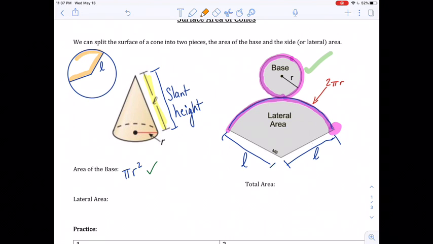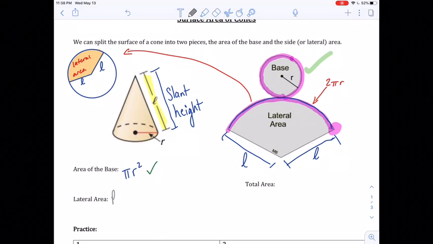So let's reimagine this. Let's draw it again in a different space. I'm going to draw it over here. Here's my lateral area. And that lateral area is just a piece of a whole circle. And I keep the radius the same. So the slant height is still there. And now we've got to go back to how do I find the area of just part of a circle?